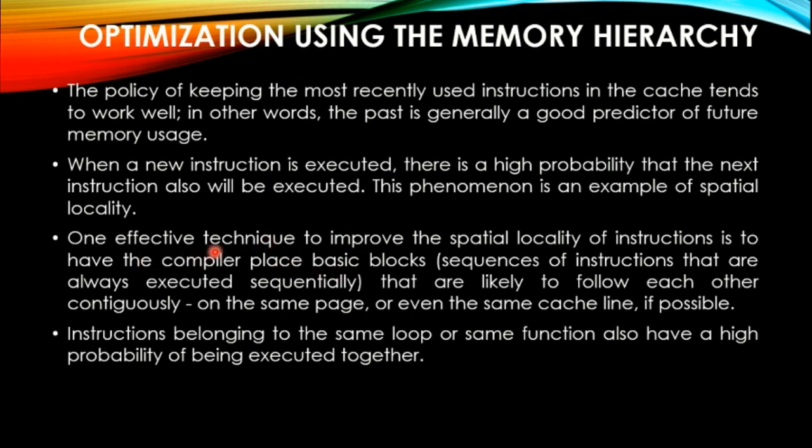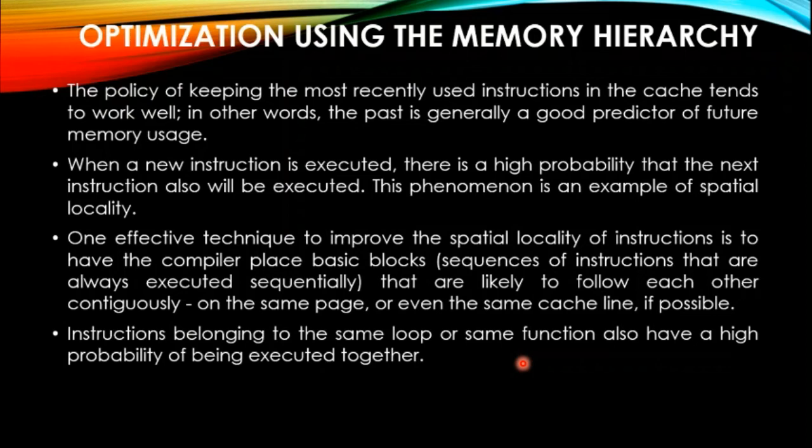For that purpose, an effective technique to improve the spatial locality of instructions is to have the compiler place basic blocks. At the time of compilation, it can identify the space required to complete that program's execution. Based on that, it provides continuous memory locations to complete the program execution. Once that memory is allocated, the execution can be completed. Instructions belonging to the same loop or same function also have a high probability of executing together.